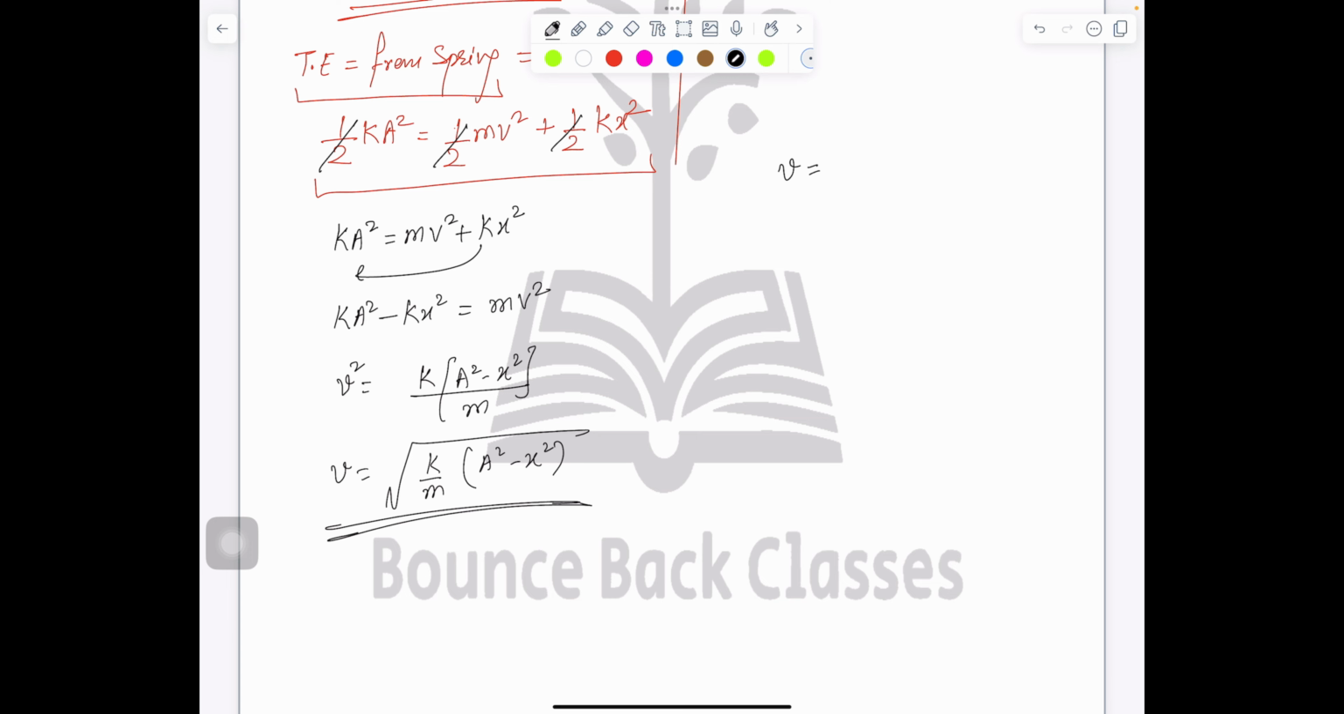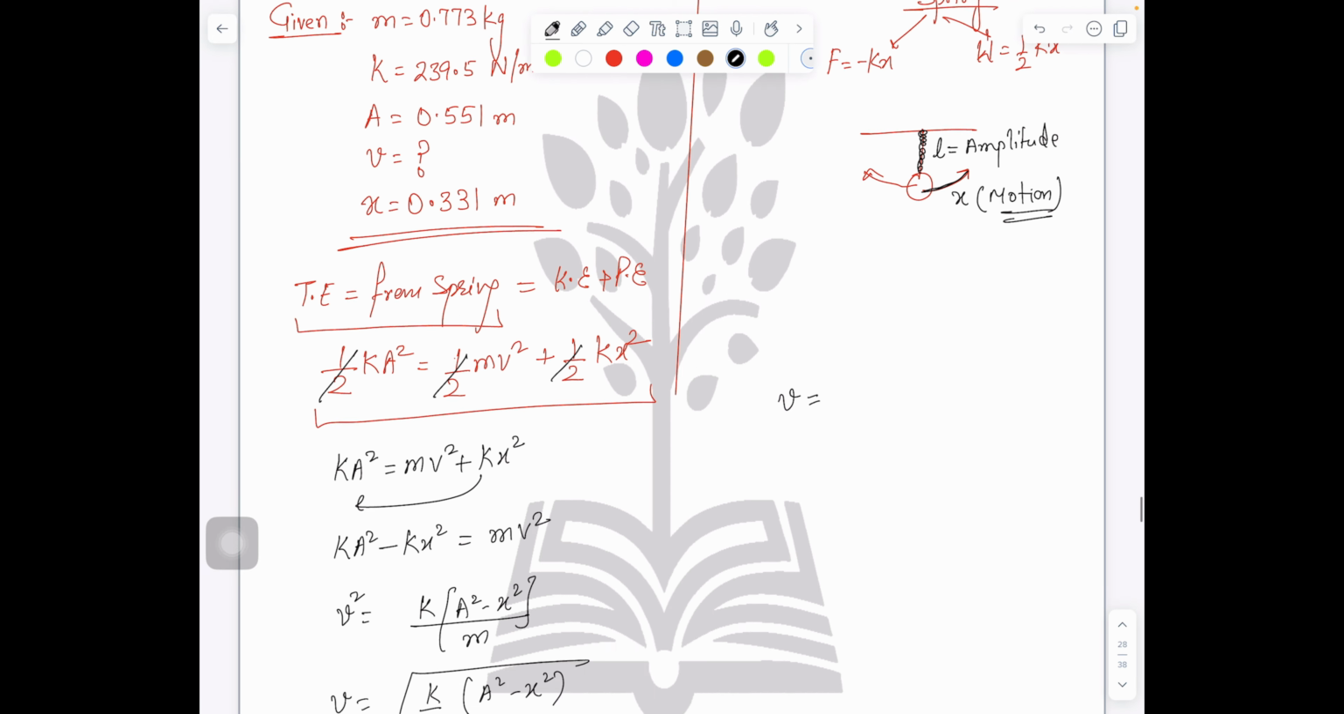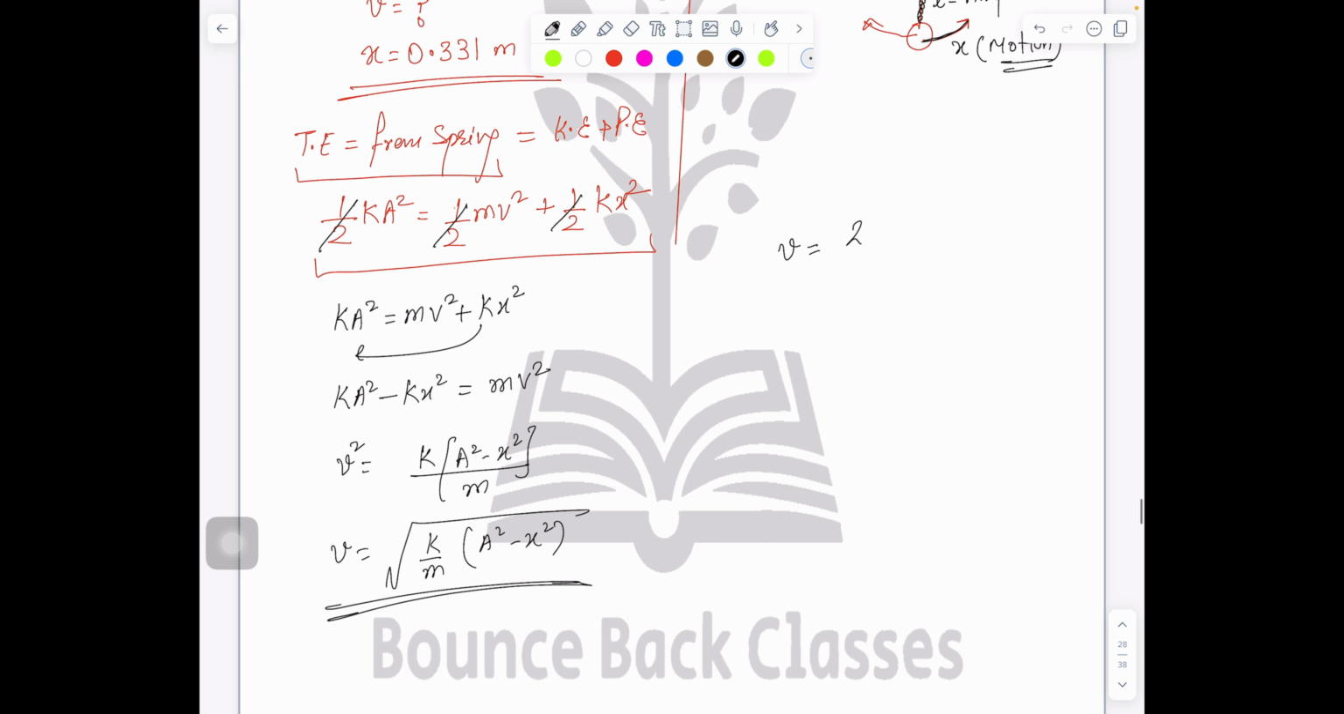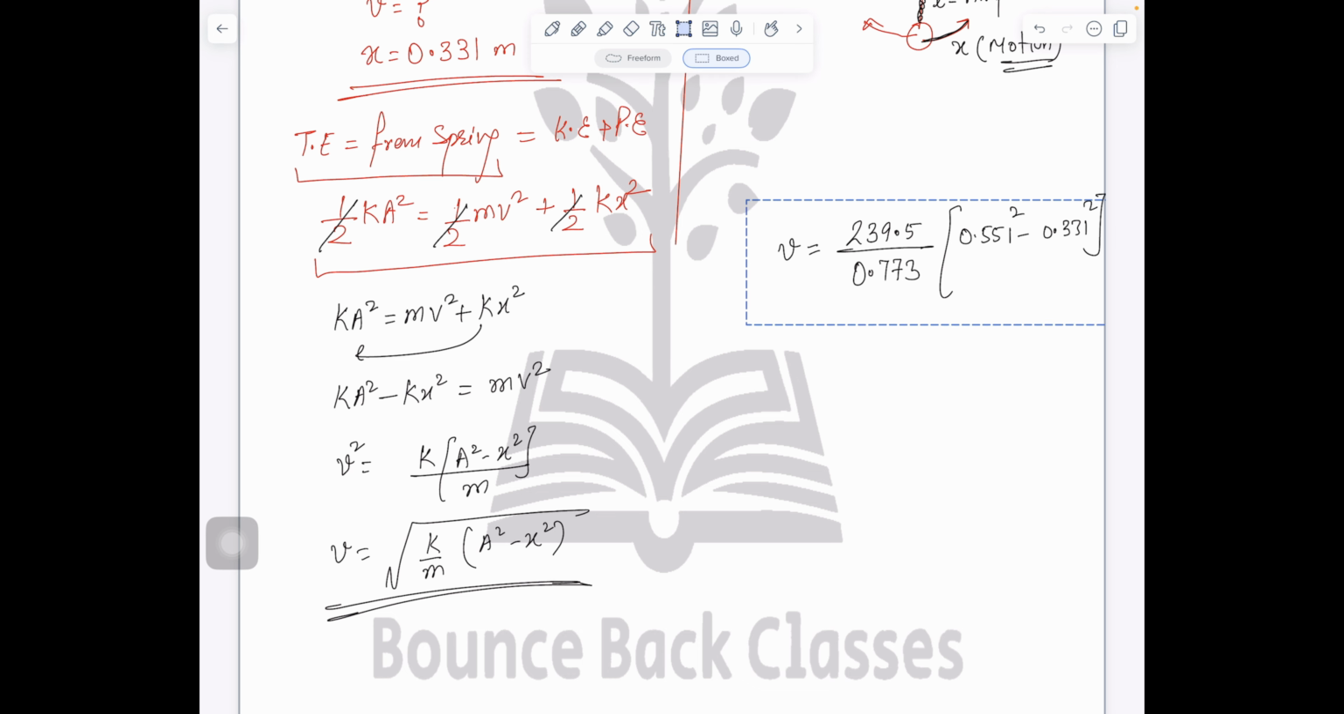V equals, what is the value of k here? Tell me fast, it is given in the question. 239.5, I will place it here. What is the mass? 0.773, times the bracket 0.551 squared minus 0.331 squared. Now just solve this part.